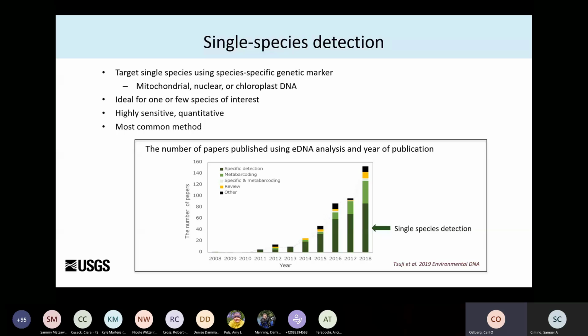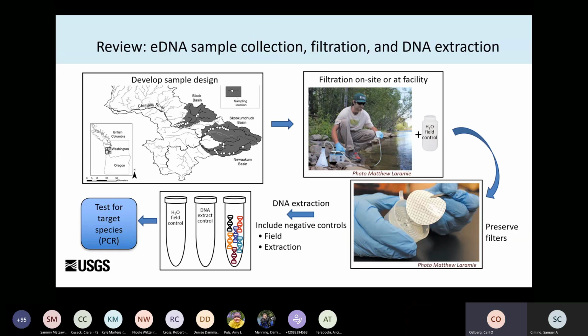But before we get any further, I'm going to do a little bit of a review of some sample collection processes so that we can get to the point where we can begin our single species assessments. So we start by developing our sample design, and we identify what type of filters we want to use. We learned about that last week. We identify our sample locations and sample volumes and how many samples we want to take and all that. And then we go out to our sites and we collect water samples, and we're going to either filter on site or else we'll take them back to a lab or facility where we can filter.